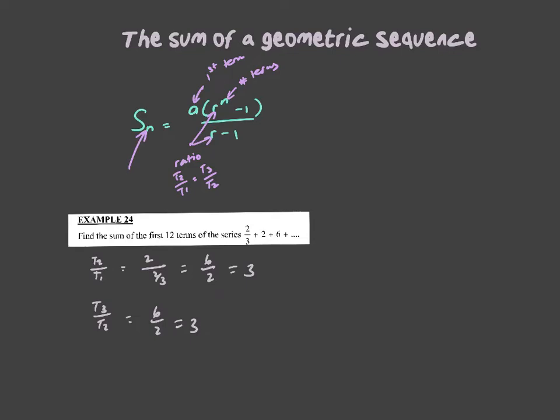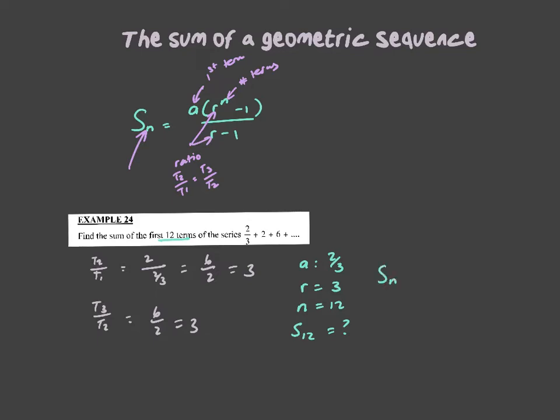Okay, so what I would encourage you to do is write down what you need. So you've got a is equal to 2/3. You've got the common ratio. The common ratio is 3. Do we know how many terms you want to add? Absolutely, it's the sum of the first 12 terms. And we want to then know what is the sum of the first 12 terms.